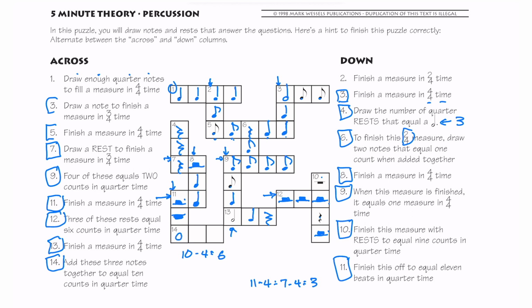All right, so 3 notes together equals 10 counts. So I could do another whole note. So 6 minus 4 equals 2, and then a half note. 2 minus 2 equals 0, okay, 10. So that could be a whole plus a dotted half plus a dotted half. Could be rests either way.